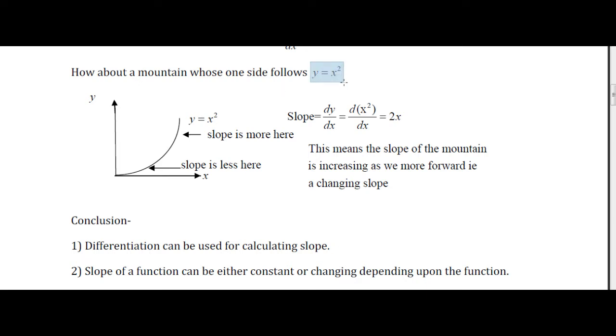Now here they have explained a very interesting thing. They have taken a function y equals x squared. The y equals x squared function looks like this. Now when you evaluate dy by dx, you get 2x. You don't get a number.